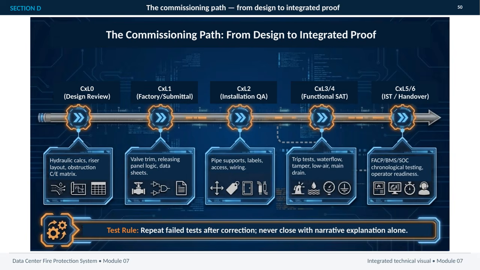Finally, CXL5 and CXL6 test the integrated system, including chronological operation across the fire alarm control panel, building management system, and security operations center, while also confirming operator readiness. The governing rule is simple and important. Every failed test must be repeated after correction. A narrative explanation alone is never sufficient to close the issue.